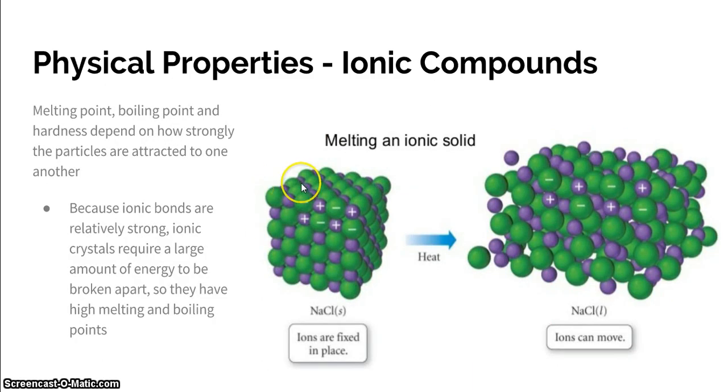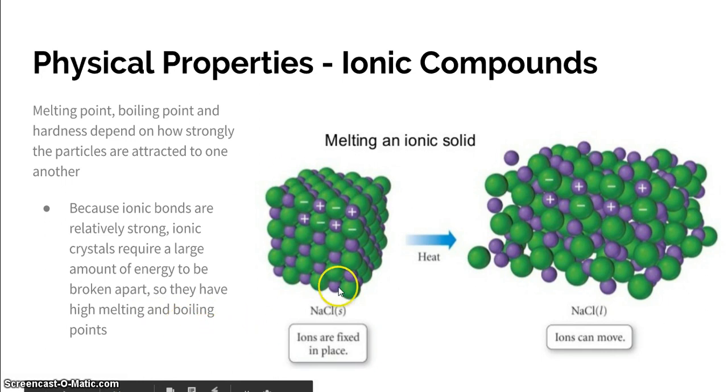Now with ionic compounds, because of their ions, they're going to have melting points and boiling points and a hardness. Those properties are all going to depend on how strongly the particles are attracted to one another. In these ionic compounds, the ions are really strongly attracted to each other. And so this ionic crystal is going to require a large amount of energy to be broken apart, which means ionic compounds have high melting points and high boiling points.